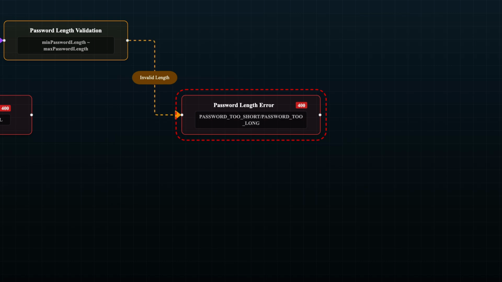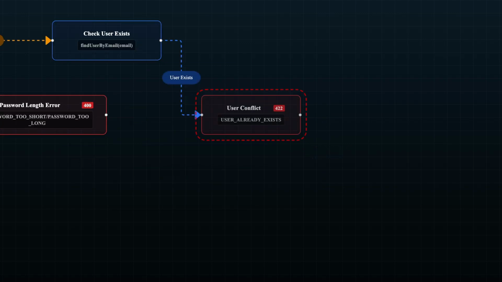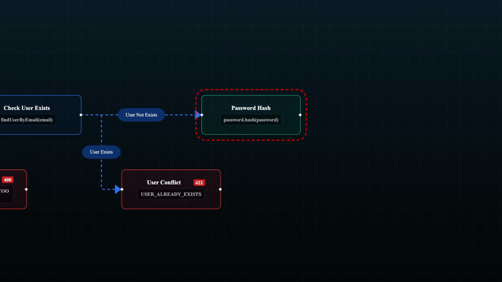Now here's where it gets smart. Better Auth checks if a user with this email already exists in your database. If they do, the system returns a user conflict error, preventing duplicate accounts. For new users, the password gets securely hashed using industry-standard algorithms. No plain text passwords ever touch your database.